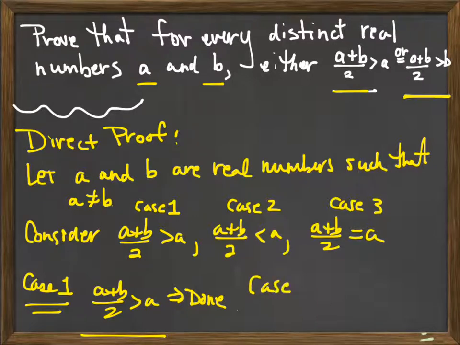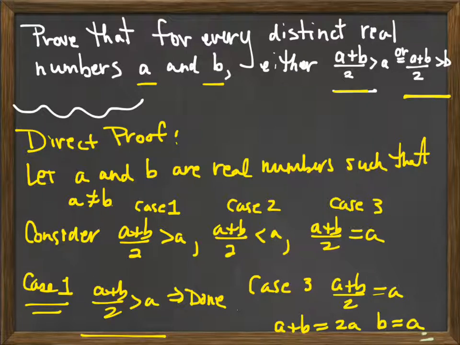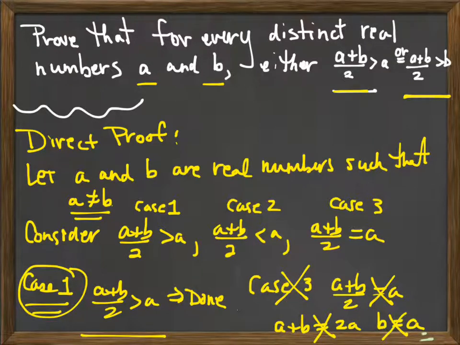Case 3 is that (a + b)/2 is equal to a. So what does that give us? If I multiply both sides by 2, a + b is equal to 2a, and that means b is equal to a. That's a problem because we required a and b to be distinct. b can't be equal to a, so this can't be true. So case 3 can never happen if we want a and b to be distinct. So case 1 we're done, case 3 can't happen, so now let's consider case 2.